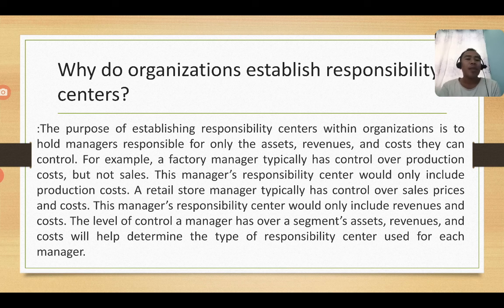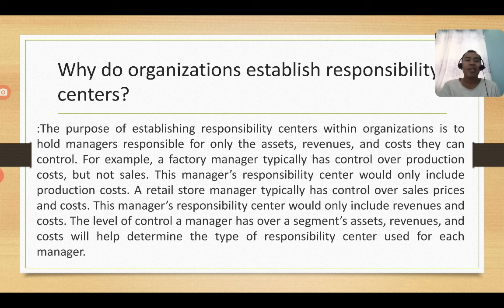Say, for example, a factory manager typically has control over production costs but not sales. This manager's responsibility center would only include production cost. A retail store manager typically has control over sales prices and cost. This manager's responsibility center would only include revenues and cost. The level of control a manager has over a segment's assets, revenues, and cost will help determine the type of responsibility center used for each manager.